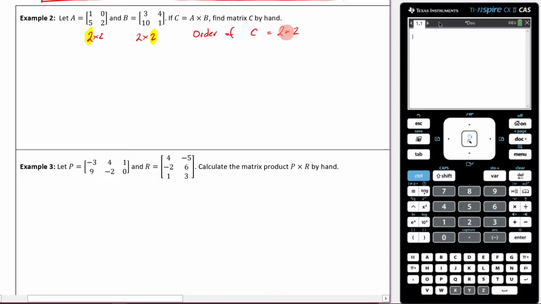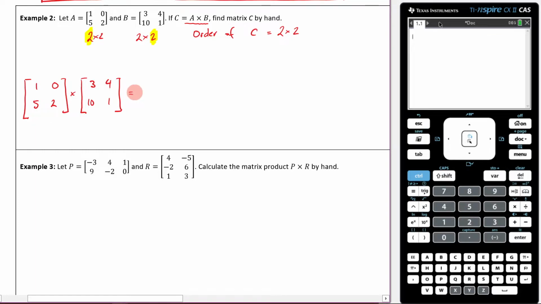Having done that, let's now get stuck into it. What's very important is that you maintain the order that they give you. So they've told us it's A times B. Remember, you can't swap this around. If it's A times B, you have to maintain that order. So I'm going to write A first. So I'm going to come here and I'm going to write 1, 0, 5, 2 times 3, 4, 10, 1. A first, then B.